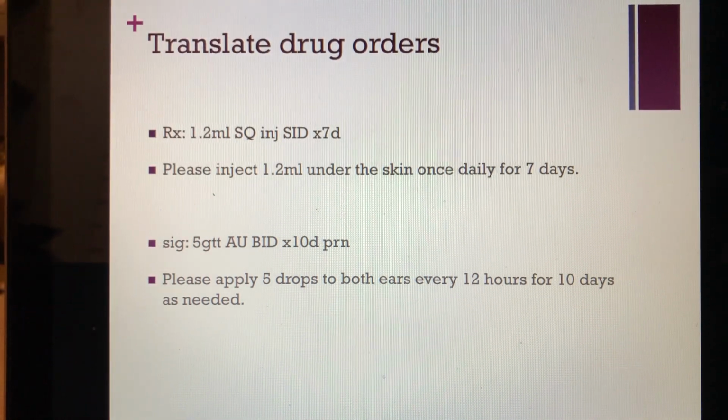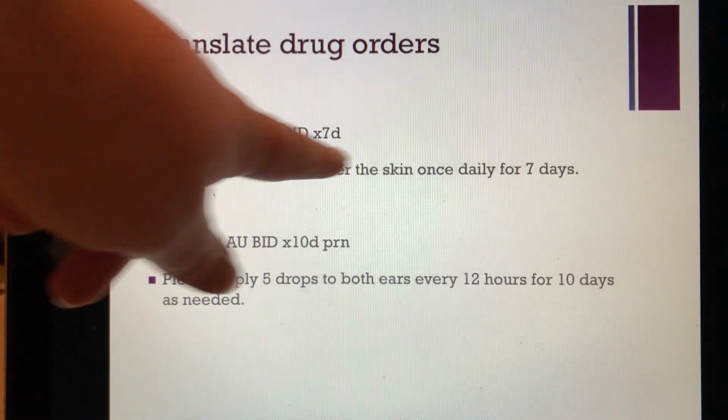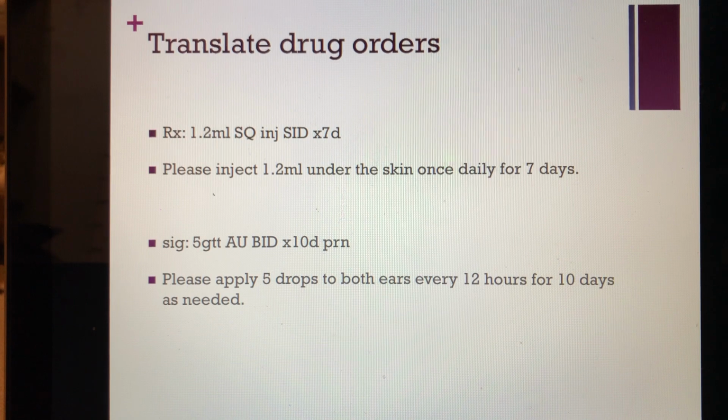And then X7D is for 7 days. So for how long or how many days are we doing it? For 7. So my translation on this one, we are going to inject 1.2 mLs under the skin once daily for 7 days. So that's our translation of those abbreviations. Okay, so let's look at our next one.